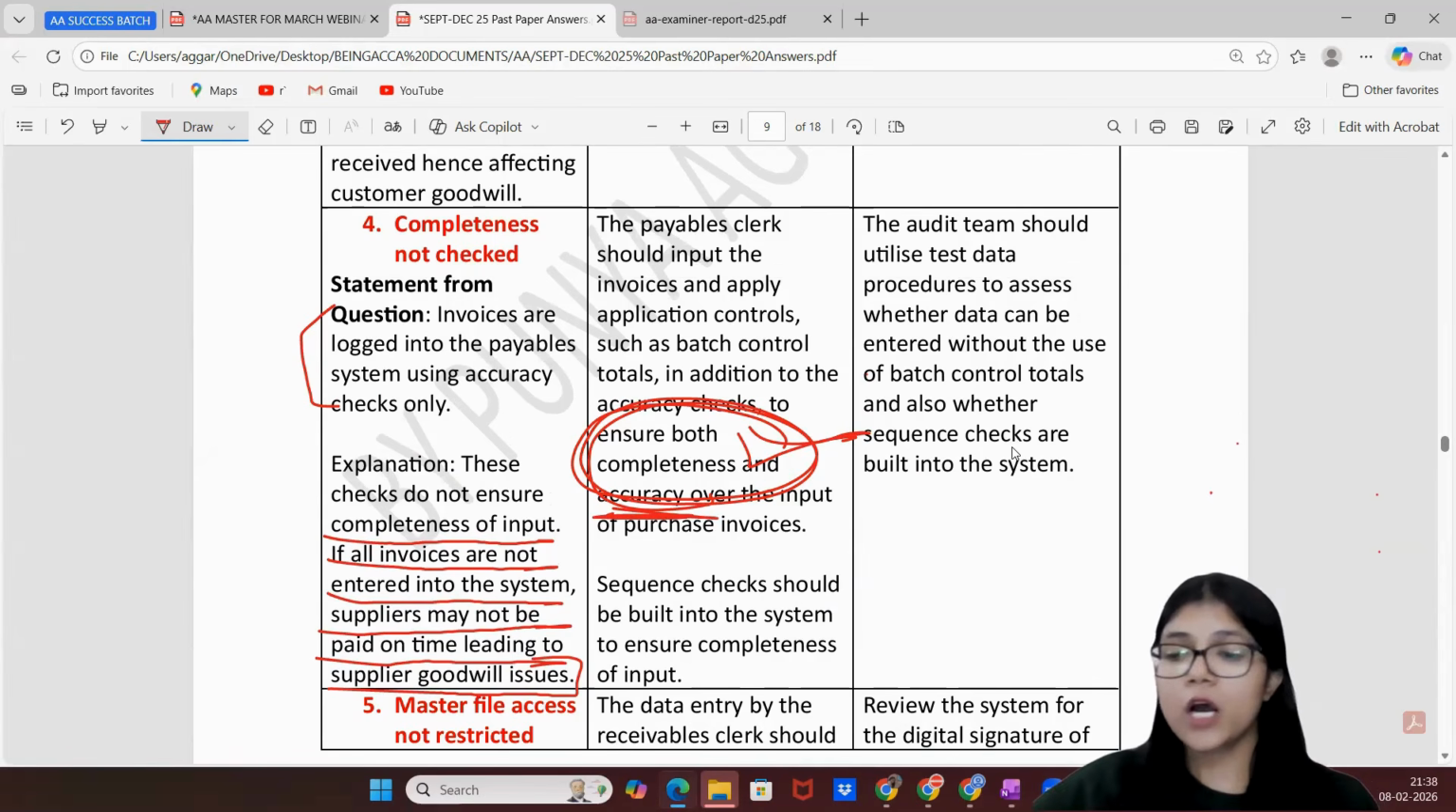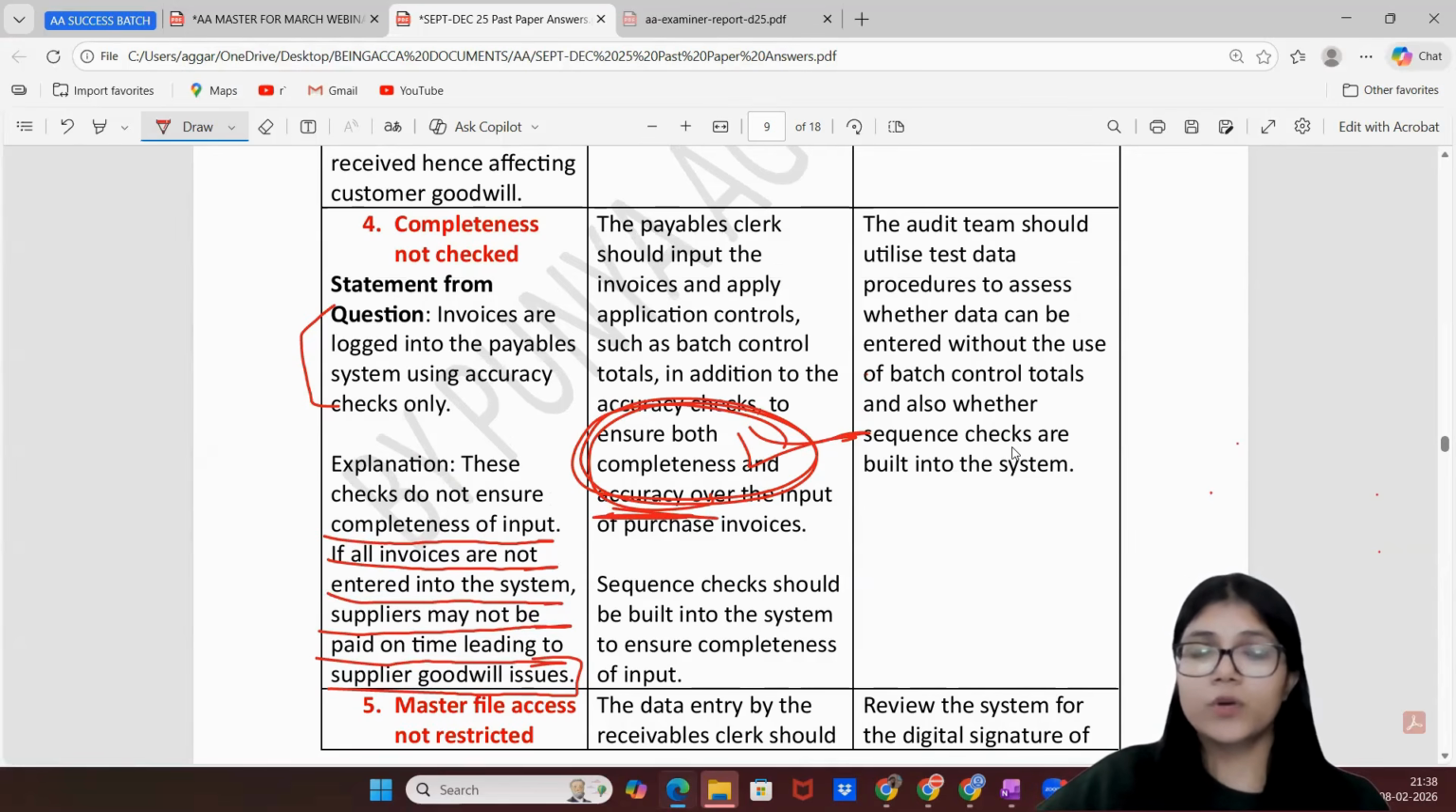So in your application controls, you have batch checks, batch controls, you have your sequence checks, you have numerical checks, arithmetical checks, all of these. If you remember from your own content from the Kaplan kit or whatever you have, from wherever you people have studied. So that is how these things ensure completeness and accuracy, both, not just one.